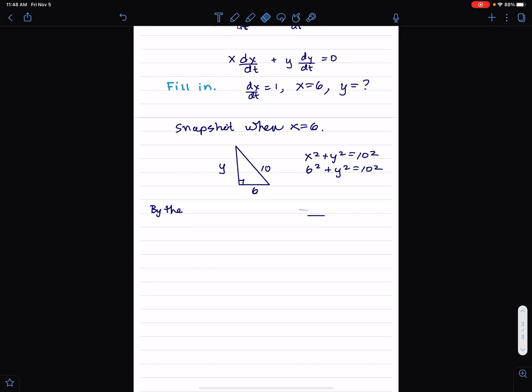By the way, we have something called a Pythagorean triple: 3 squared plus 4 squared equals 5 squared. That's called a Pythagorean triple.